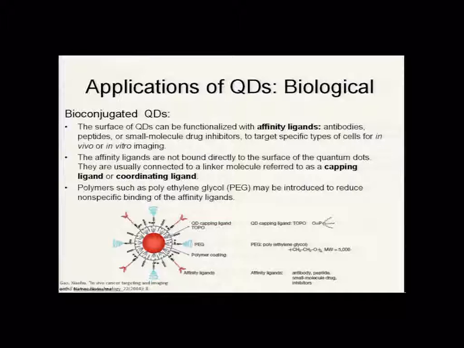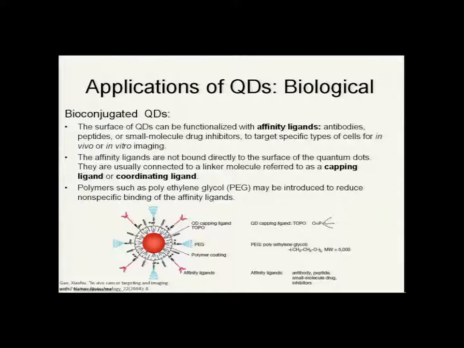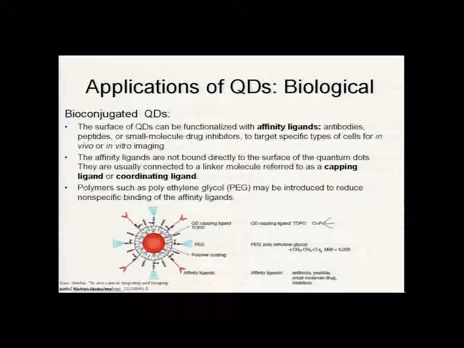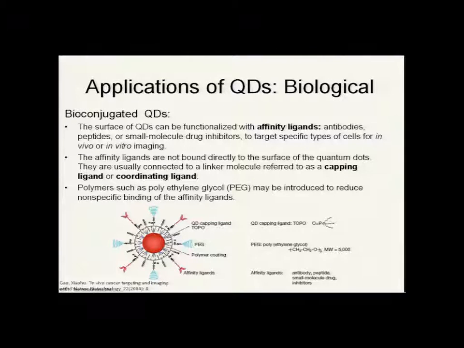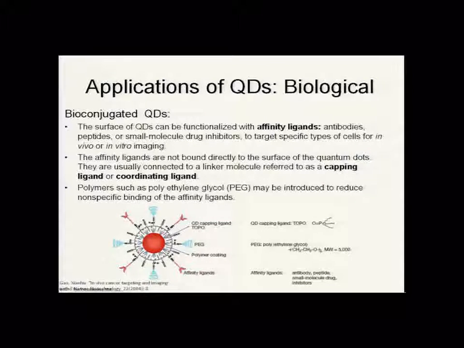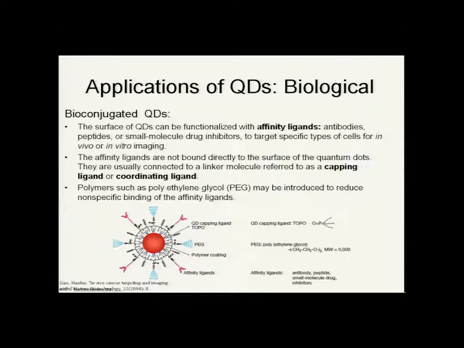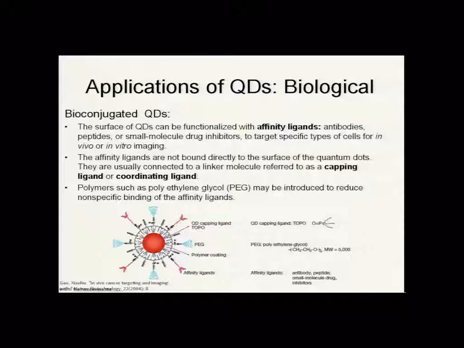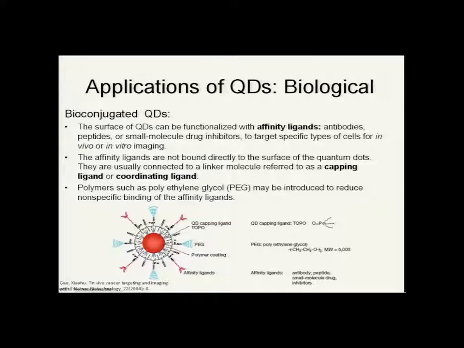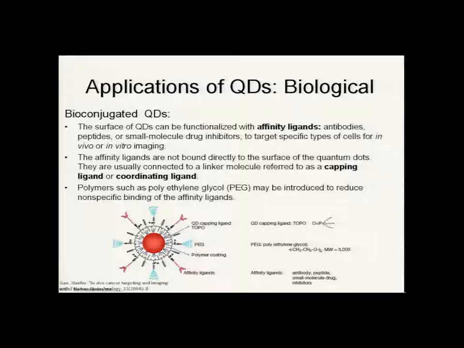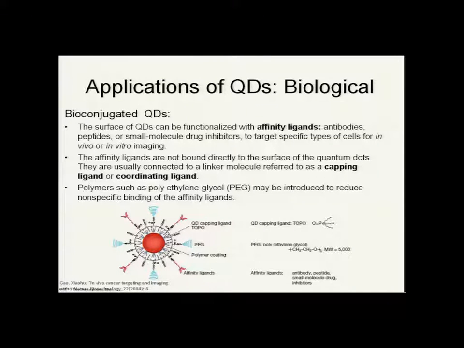The affinity ligands are not bound directly to the surface of the quantum dots. They're usually connected to a linker molecule referred to as a capping ligand or coordinating ligand. Polymers such as polyethylene glycol, or PEG, as it's often called, may be introduced to reduce nonspecific binding of the affinity ligands. So here we see a picture of a quantum dot with a capping ligand, the PEG layer, and finally an affinity ligand.